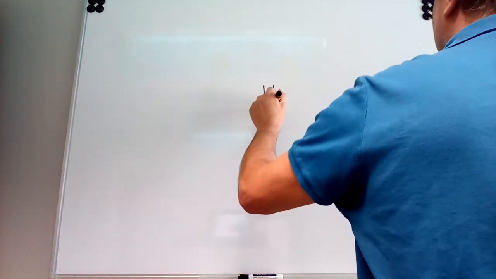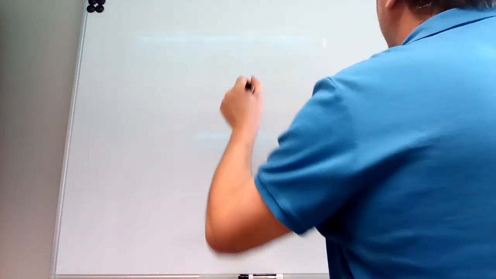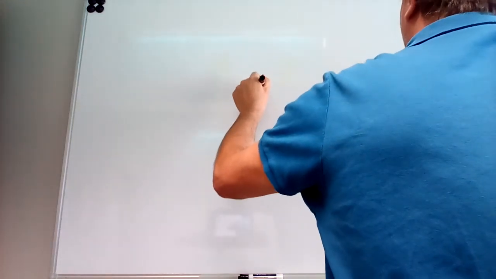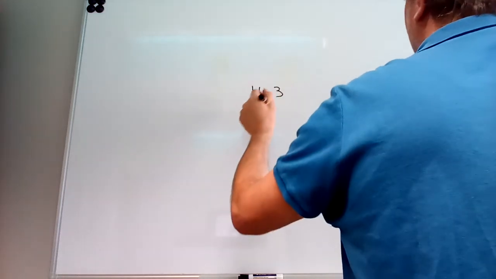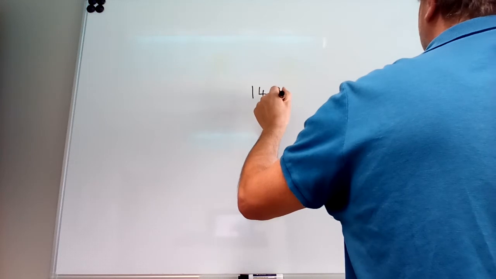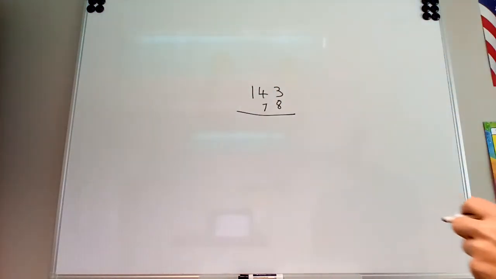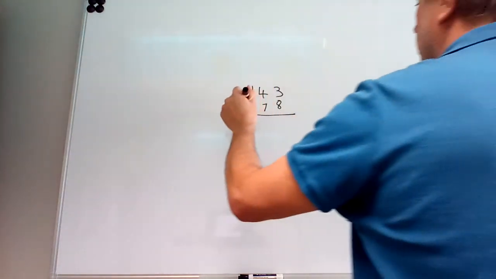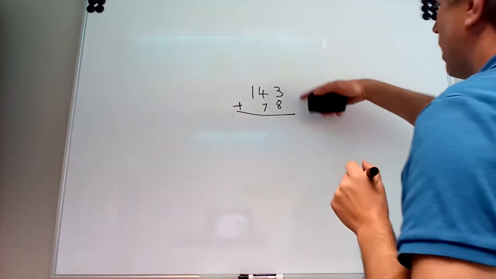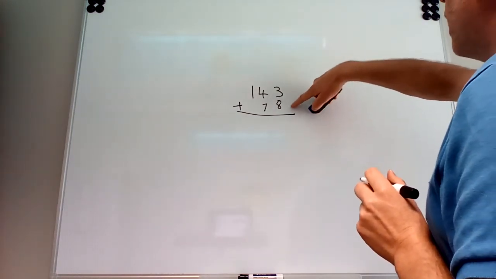Let's do a little bigger number than that. Let's do 143 plus 78. Now, we'll put our addition sign here. We're going to add these two addends together to get a sum, to get our answer. 8 plus 3: 8, 9, 10, 11.